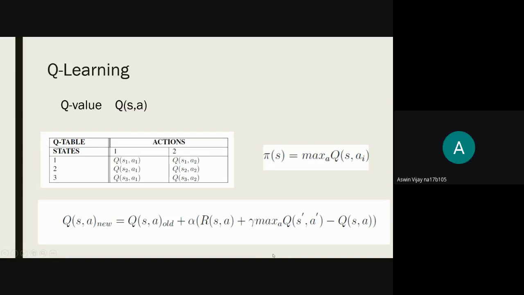Sir, can you repeat that again? How do you get that max? So you look at S prime, you are already in S prime, and then you're looking at what are the different actions that I can take and which action will lead me to the maximum Q value. And that action is what you're going to choose, and then that is what the Q value there represents.